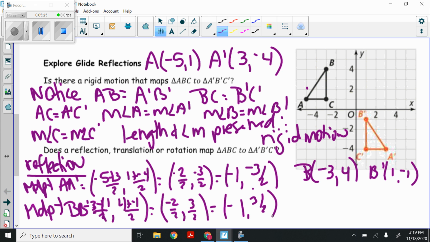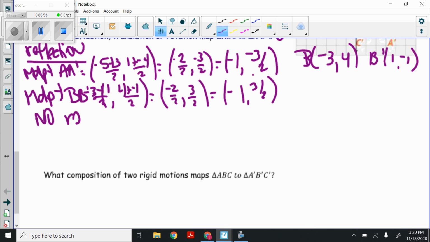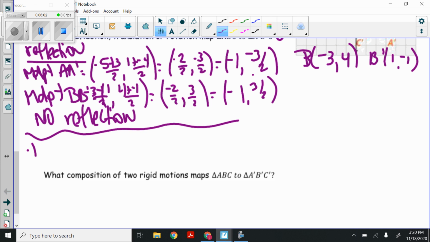So if I go ahead and plot those points, negative 1 up 3 halves, about right there. Negative 1 down 3 halves, I'm about right there. Notice that that would be a vertical line if I connected those. Okay. Do I have a reflection from A, B, C? If I reflect over that vertical line, am I going to be at A prime, B prime, C prime? No. So no reflection to get there. So next we're going to check for a translation.